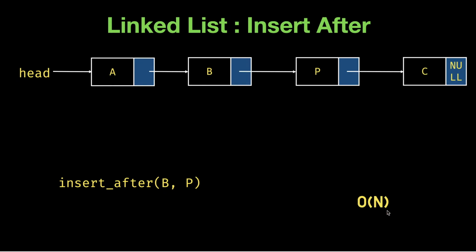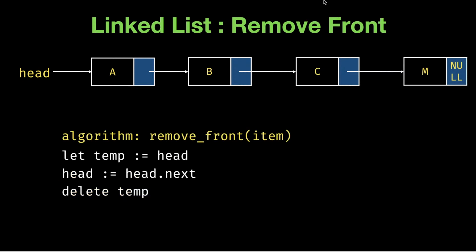We can clearly see this is an O of n algorithm again, because searching for a node in a linked list will always be O of n. For example, suppose b was on the 1 millionth node of this linked list; then we would have to traverse through each and every one of those million nodes and only then reach b. So we are traversing linearly, so this algorithm is O of n. Let's see another algorithm, remove front.